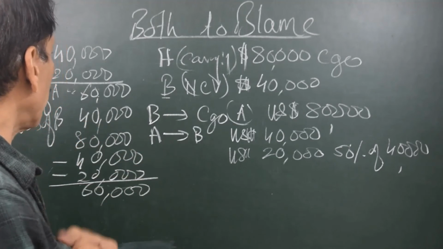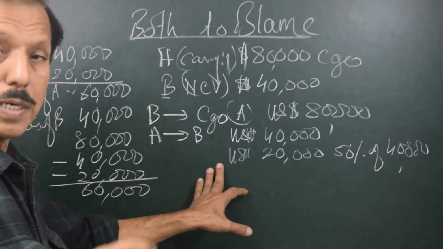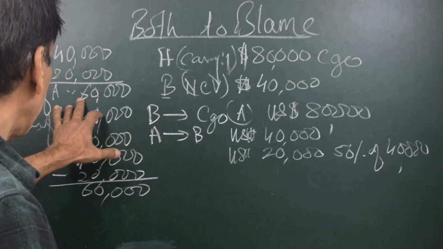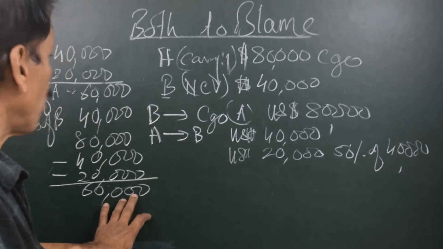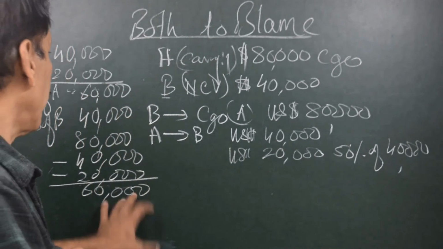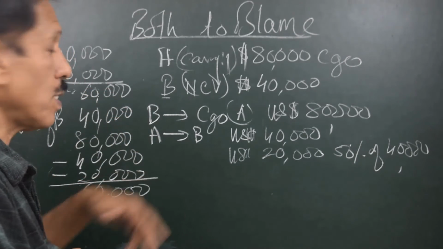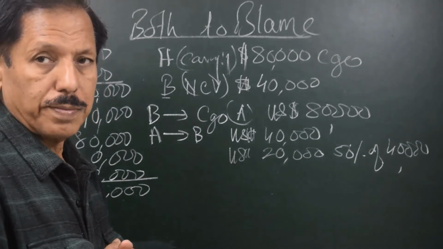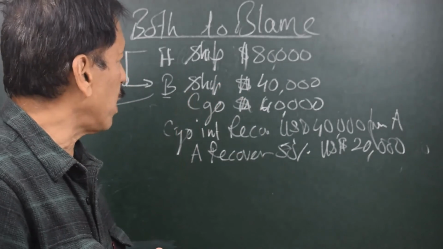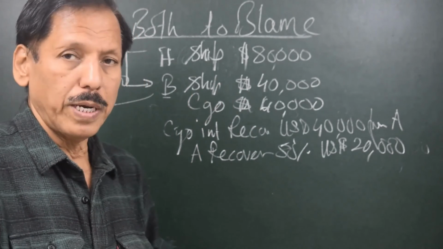So talking about both to blame collision. Now if both to blame collision does not apply, then 60,000 each is the loss of A and B. But in case both to blame collision works here, you have seen that A has paid B 40,000. A will recover that 40,000 from the cargo insurers. Let's consider this other situation where there is a damage of US dollar 80,000 to ship A.